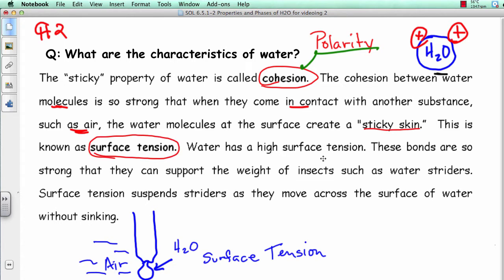Water has a high surface tension. These bonds are so strong that they can support the weight of insects such as water striders. Surface tension suspends striders as they move across the surface of water without sinking. Key idea here being suspends. And what does that mean? That means holds up or lifts up. Okay? So let's take a look at a couple of sketches that will help with this.